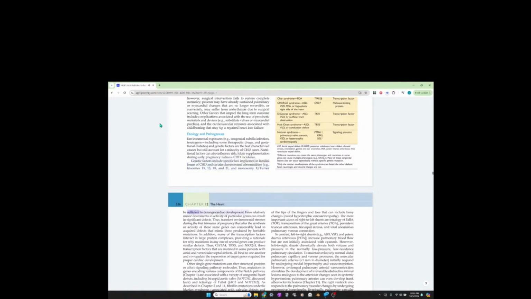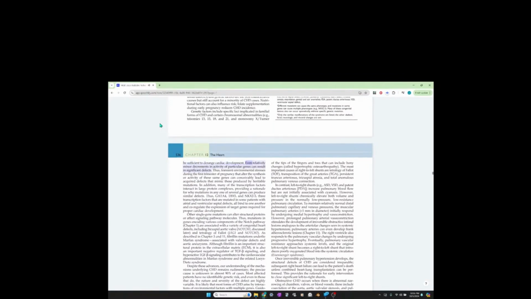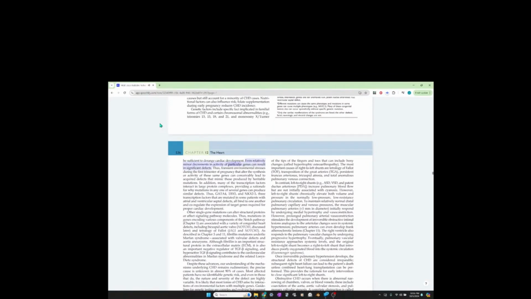Is sufficient to derange cardiac development. Even relatively minor decrements in activity of particular genes can result in significant defects. Thus, transient environmental stresses during the first trimester of pregnancy that alter the synthesis or activity of these same genes can conceivably lead to acquired defects that mimic those produced by heritable mutations.